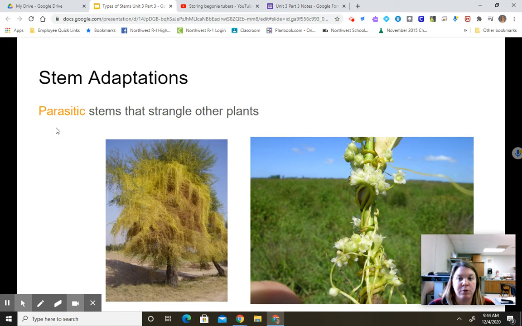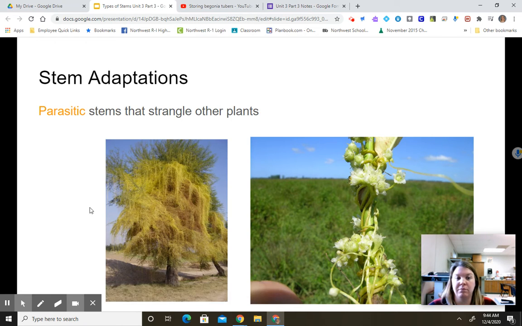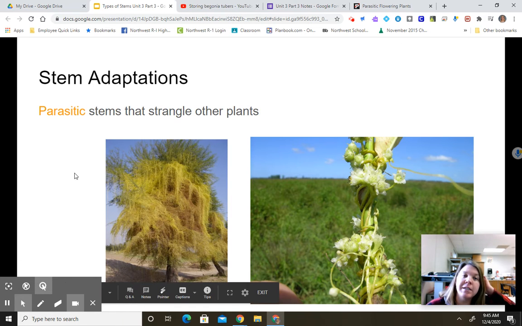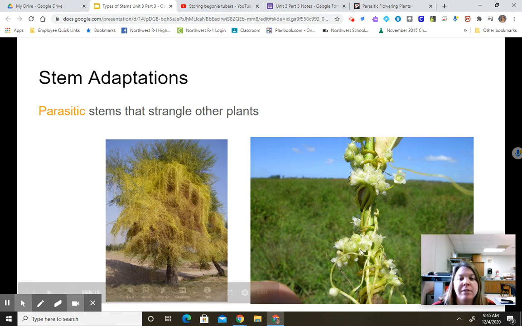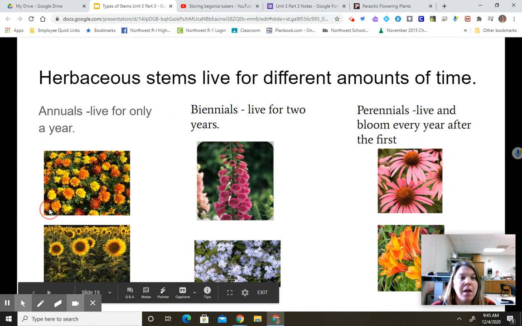Okay. And then, of course, we have parasitic stems. Sometimes we see these as vines. These are going to strangle out other plants. All right, so parasitic stems are going to strangle out the other plants. Sometimes they do this so that they can get more sunlight, so they may be using it just for structure.